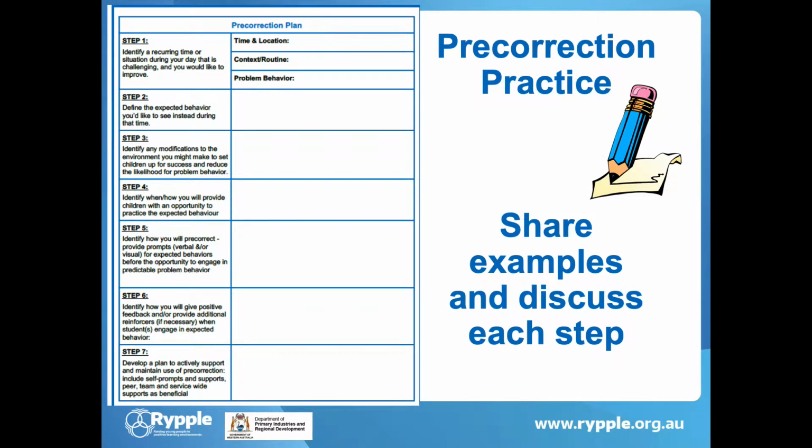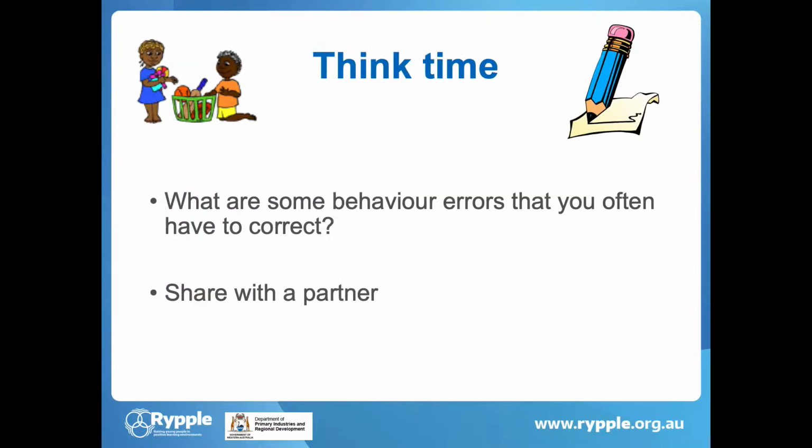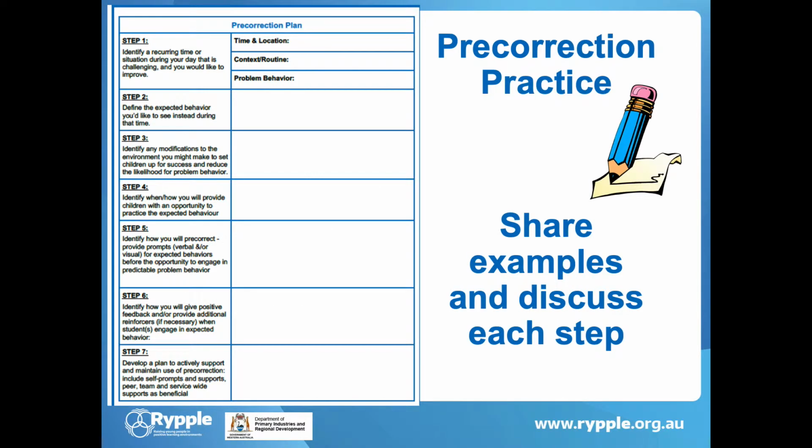What we're going to do now is actually practice writing a pre-correction plan for a situation in your centre. Before we do this though, you actually need to have a think about what are some behaviour errors that you often have to correct. In a moment, we're going to stop the video and give you some time to think about those behaviour errors. When you have done that, we'd then like you to work with a partner or individually to develop a pre-correction plan.